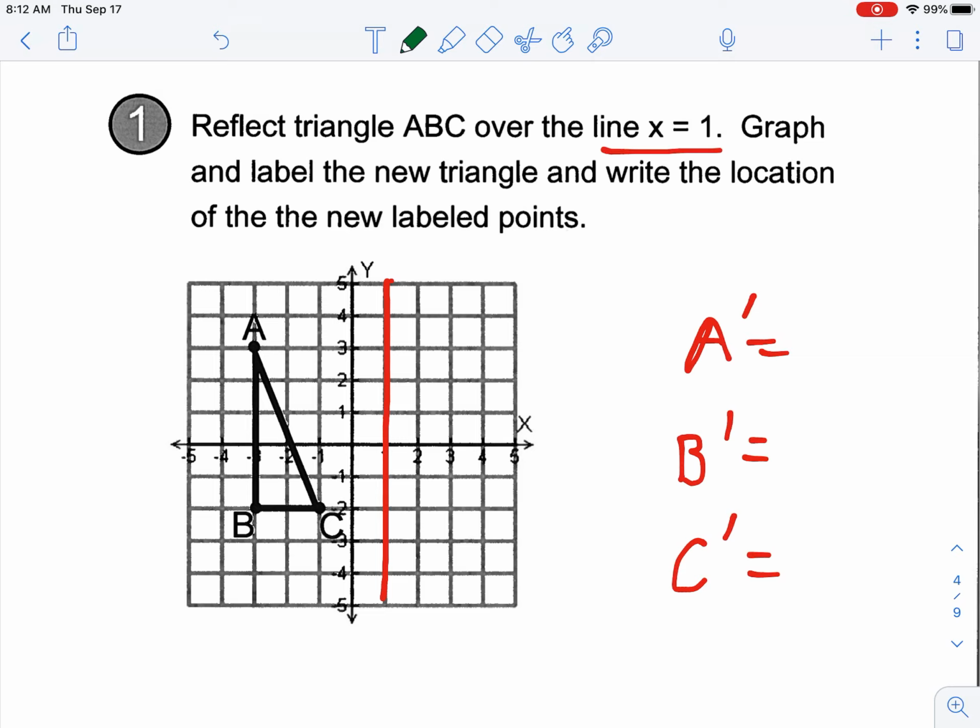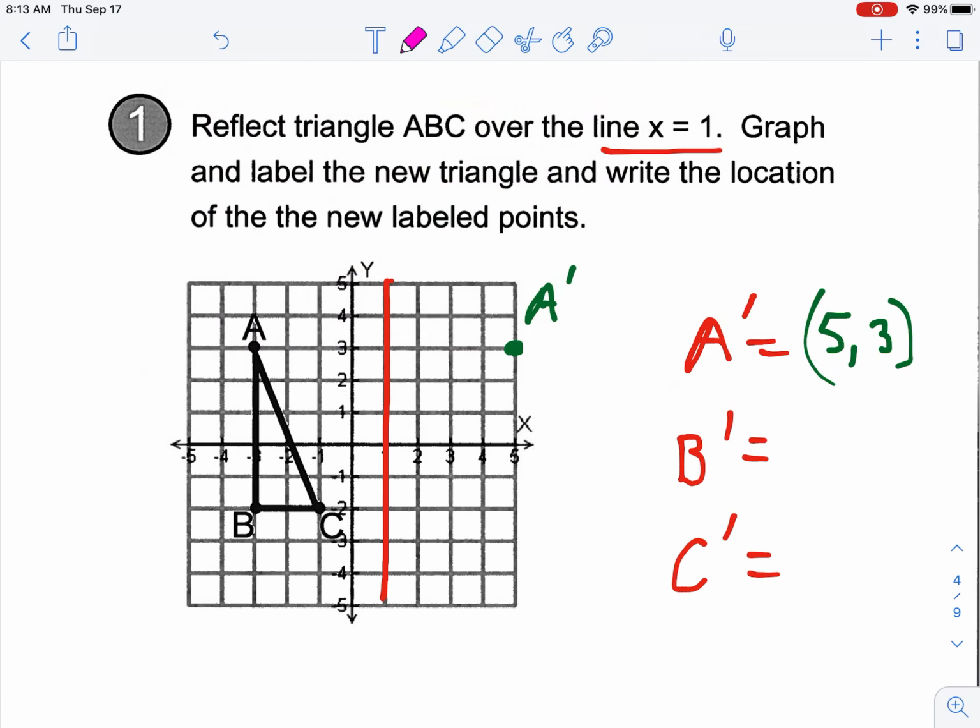Okay, so if we look at A first, let's count how far A is from our red reflection line. 1, 2, 3, 4 to get there, so 1, 2, 3, 4 to the right, and this is our new point, A prime. All right, I can list that coordinate right now. If I go back to the coordinate plane and list how to get there, I would go right 5, up 3, so my new point for A prime is 5, 3.